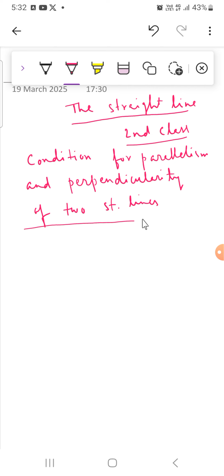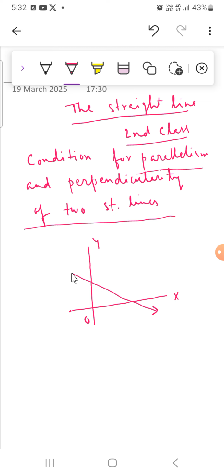So how can we generate the conditions? If we take a Cartesian plot, this is the x-axis, this is the y-axis, this is the origin O. For the condition of parallelism, we have to take two straight lines which are parallel to each other, like this straight line and this straight line. Here the slope is made by the angles generated by the straight lines and the x-axis, and they are equal. So this is the condition that the slopes are equal to each other.